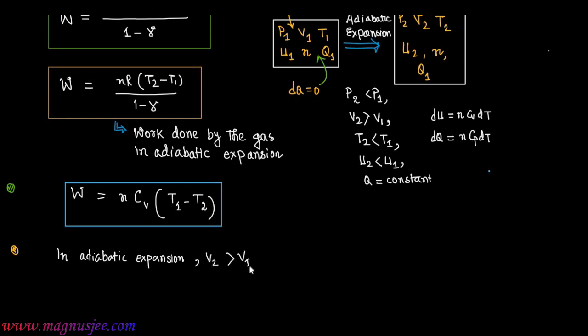V2 is greater than V1, final volume greater than initial volume. Therefore, change in volume dV will be positive. That means dV will be greater than 0, as change in volume dV equals V2 minus V1. As V2 is greater than V1, dV will be greater than 0. That means change in volume will be positive.